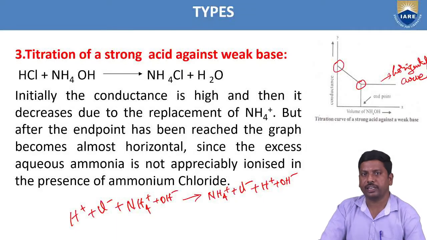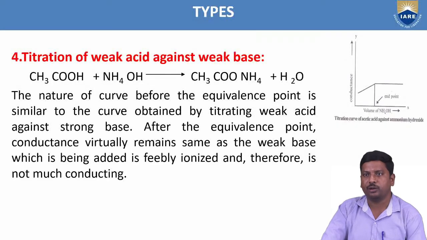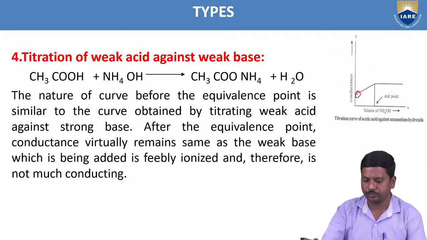And what is the fourth type? Titration of a weak acid versus a weak base. What is the example for a weak acid? Acetic acid. And what is the example for a weak base? Ammonium hydroxide. So by the combination of weak acid and weak base, it gives ammonium acetate, and water molecules. That means initially it starts with a weak acid. A weak acid cannot easily give H plus ions. That means the mobility of H plus ions is less, and automatically conductivity is also less. That will continue up to the end point.